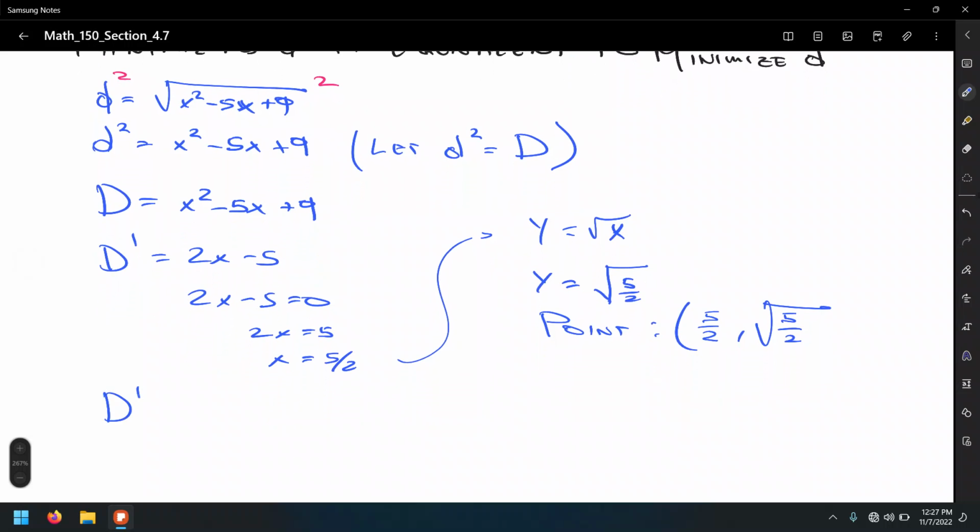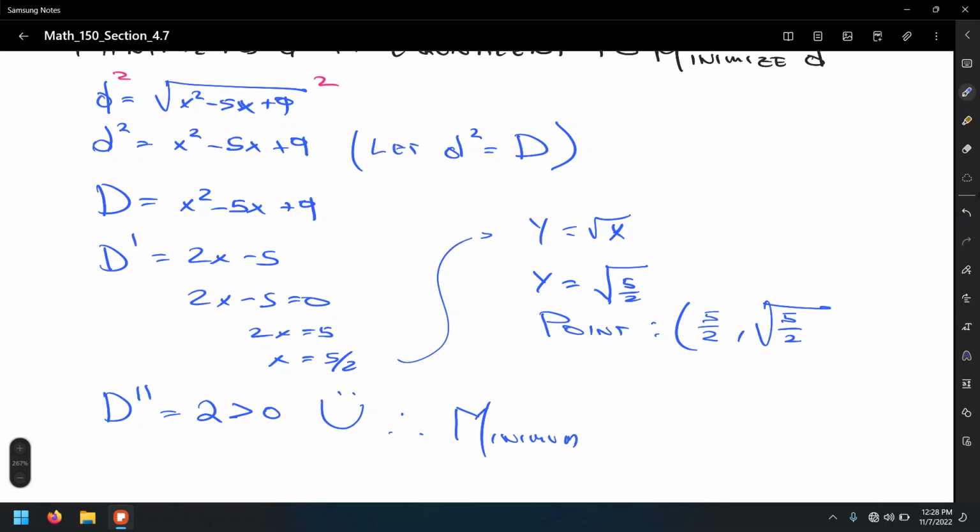So find D double prime, which is 2, but check this out. What's the sign of the second derivative there? So what does that tell us about the concavity of the function? Concave up? Because this is concave up. Happy face, what does that mean? Max or min? Minimum. So therefore, minimum.